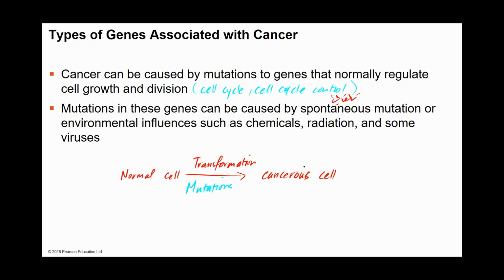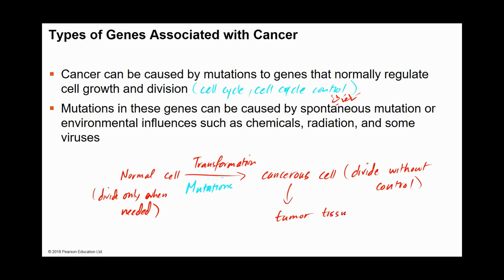Now, cancer cells start to divide without control. Normal cells divide only when needed. Divide without control means they continue to divide over and over and over. And when they start dividing without control, eventually they will form a tumor tissue, and this tumor tissue will interfere with the normal functions of other tissues or organs, leading maybe eventually to death.